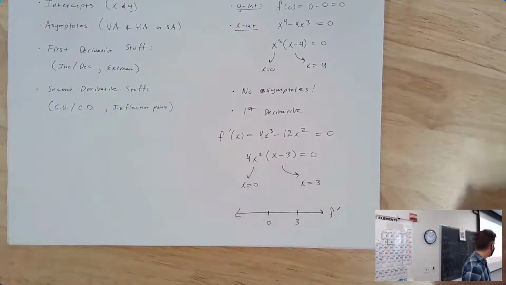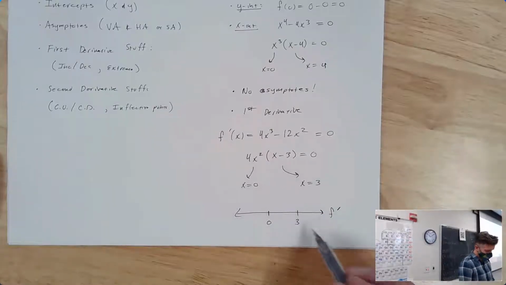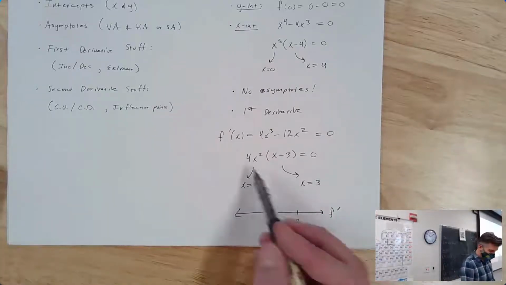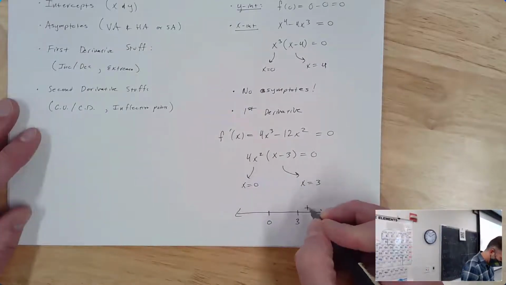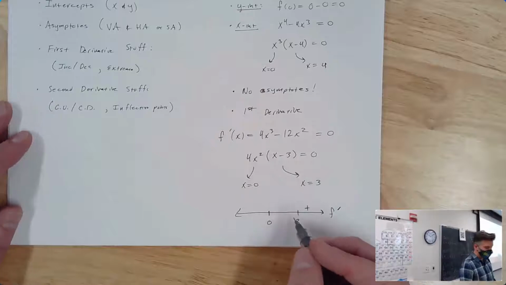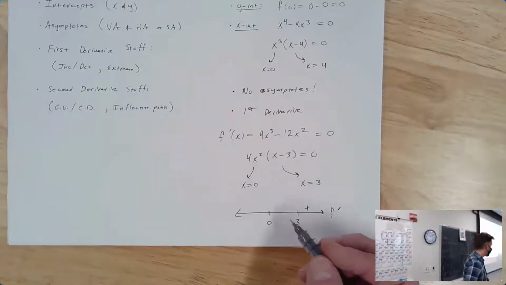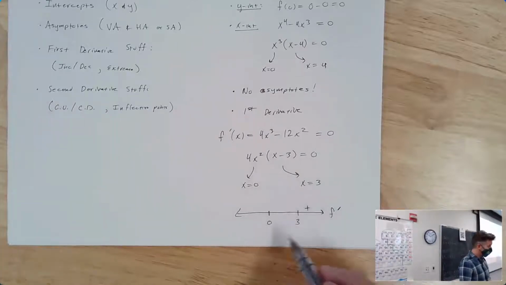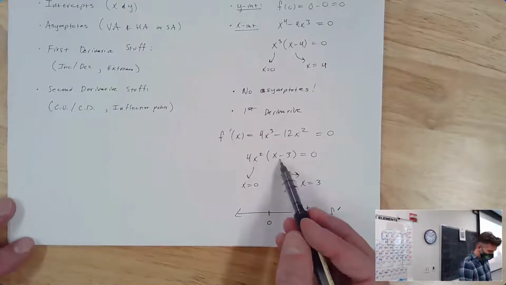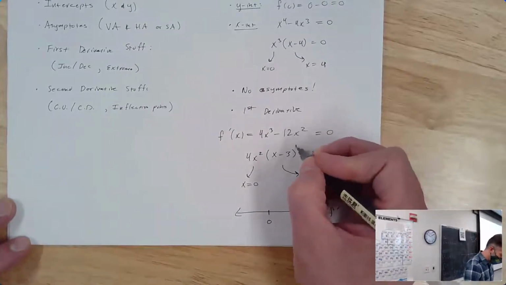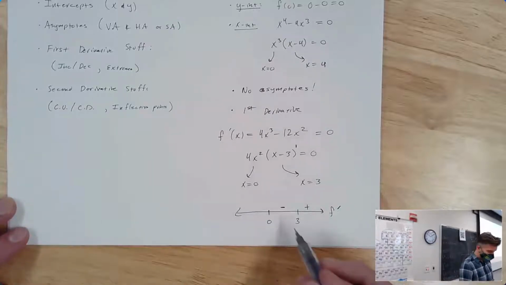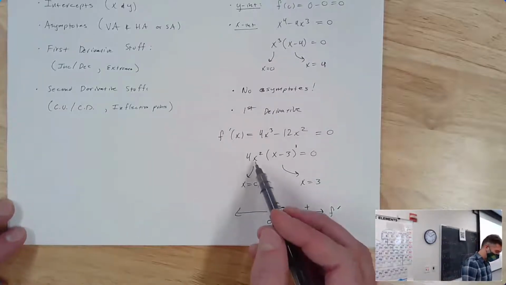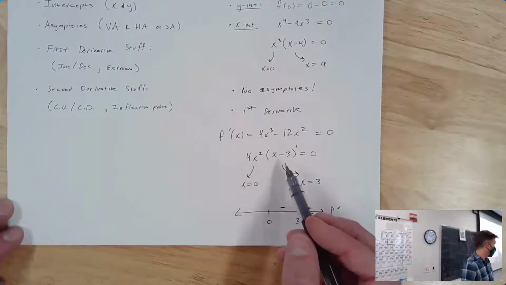Now I'm just going to test points. So I'm going to test something larger than 3, like 5. If I plug in 5 to the first derivative, I'm going to get a positive times a positive, which is positive. And then I'm going to test, well, you could either keep testing points or you could use the multiplicity. So you could either say 3 came from this factor has an odd multiplicity, so the sign is going to change. Or you could pick something like 1 and plug it in and see that it's a positive times a negative, which is going to be negative.